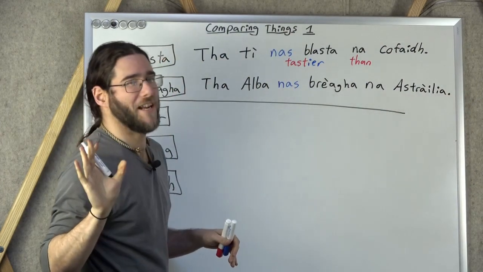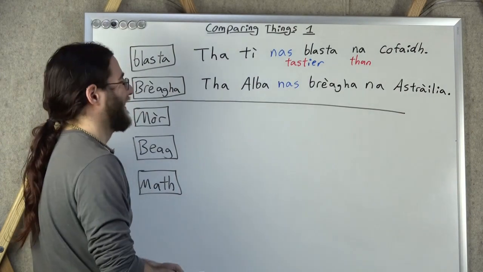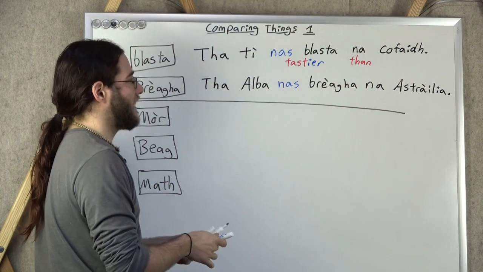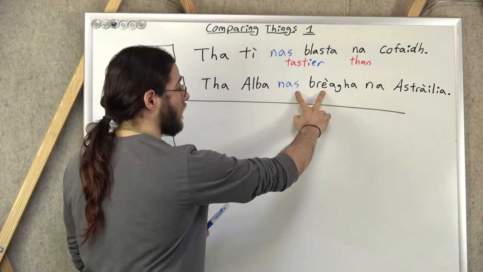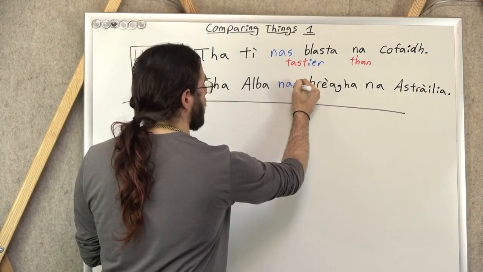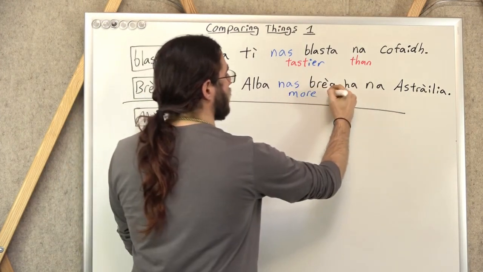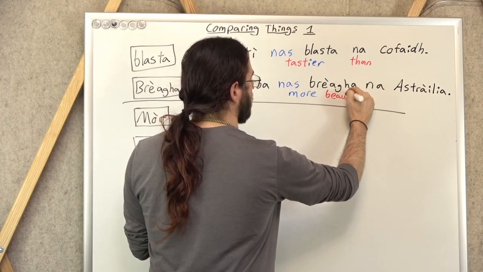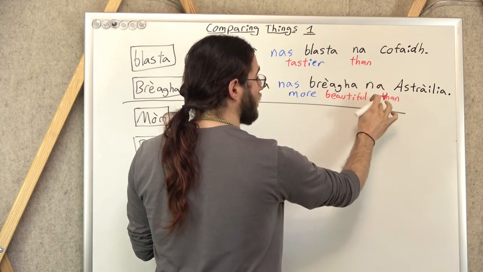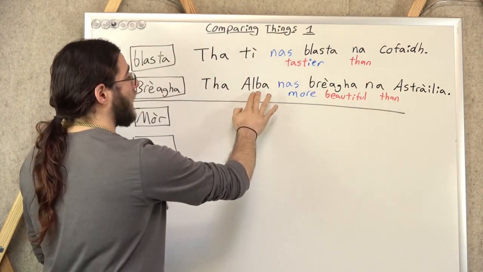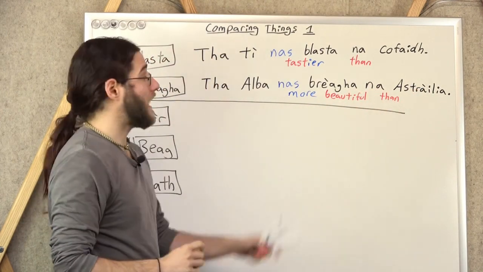I can hear some Aussies taking offense already. I can hear them sharpening their swords. Just as an example. Ha alapa nas bria na Australia. Scotland is more beautiful than Australia. So that nas here means more beautiful, and na means than here. All we did was add the nas.